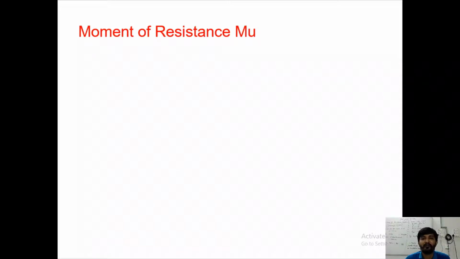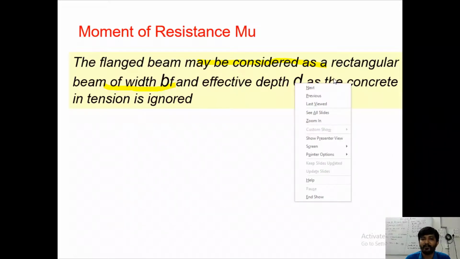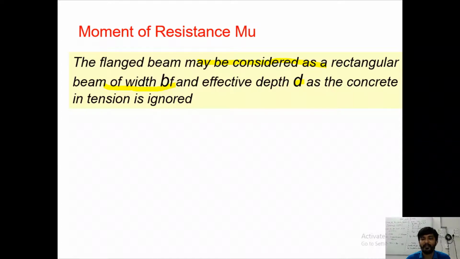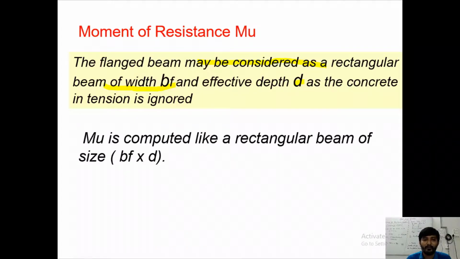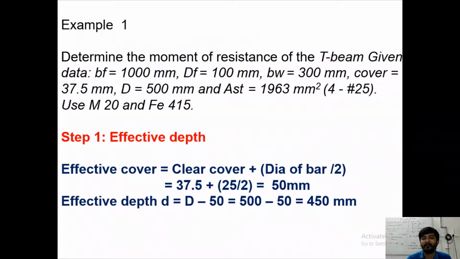So moment of resistance Mu, if you want to calculate, the flanged beam may be considered as a rectangular beam of width BF and effective depth d as the concrete in tension is ignored. Right? So this is the thing in case number 1. So Mu is computed like a rectangular beam of size BF into d. Only thing different from the previous analysis for rectangular beam is that we need to use BF in the formula instead of B in the calculations.